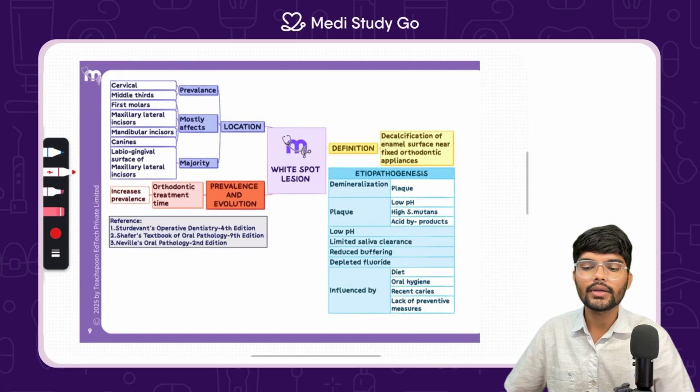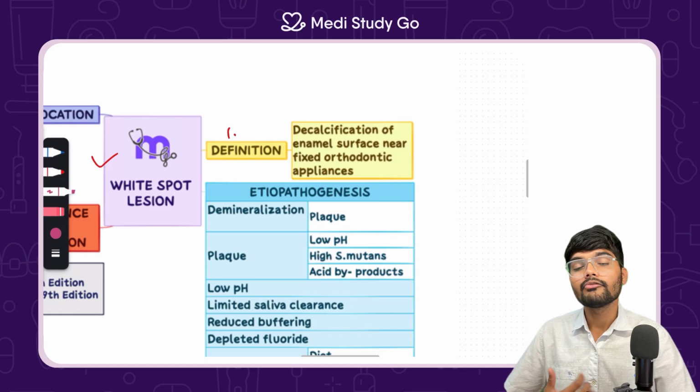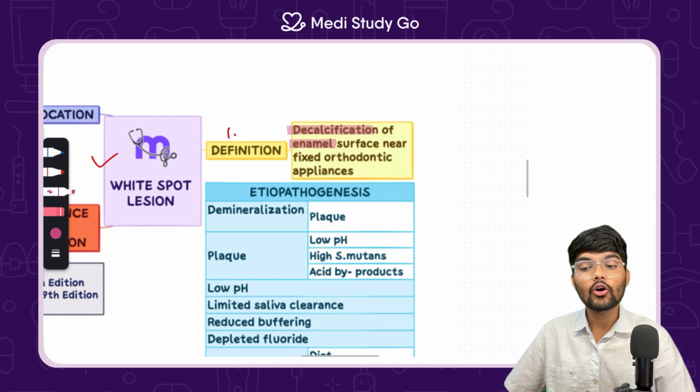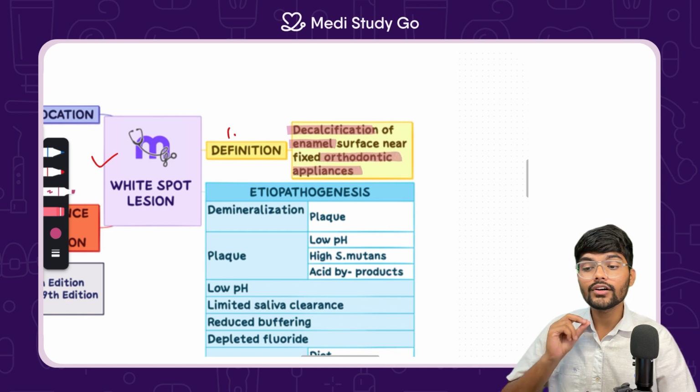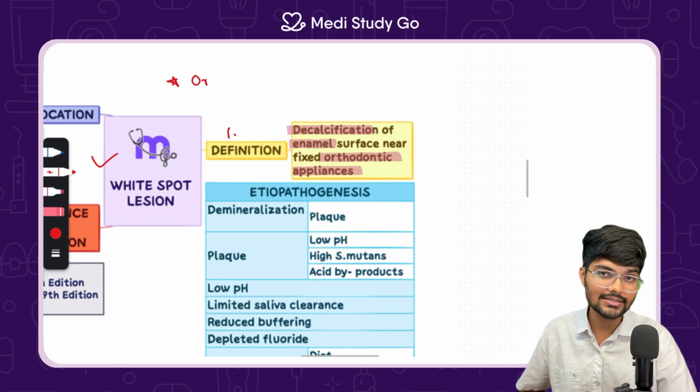Now coming to the topic. Like always, the first point which we are going to focus on is the definition of white spot lesions. So, white spot lesion is basically a decalcification of enamel surface near fixed orthodontic appliances. So, the first point we need to note here is that the prevalence is higher in ortho cases.